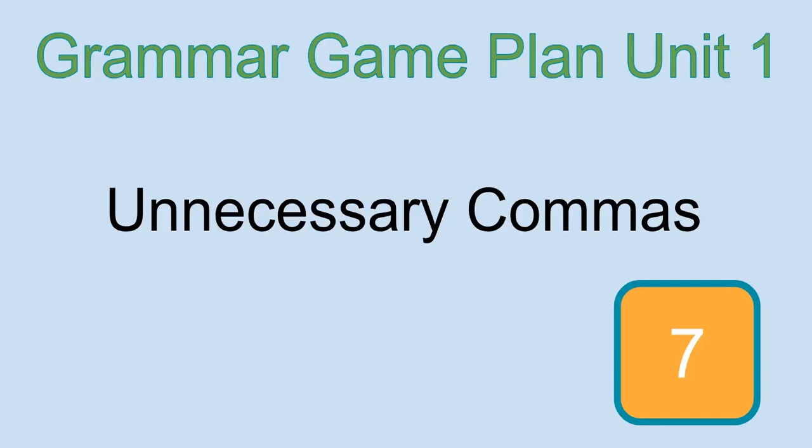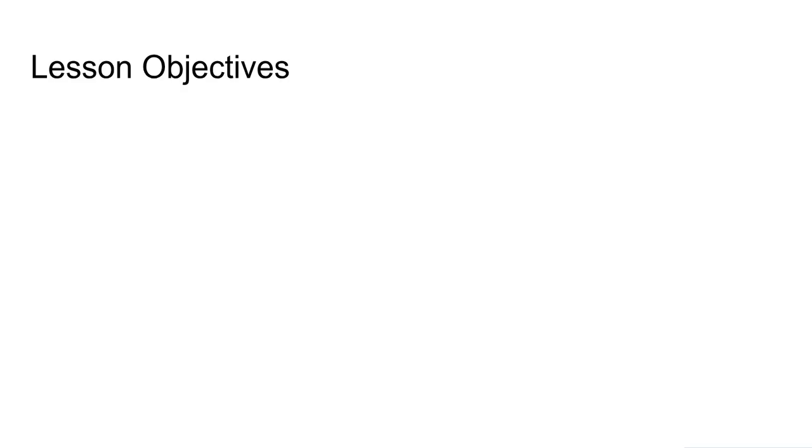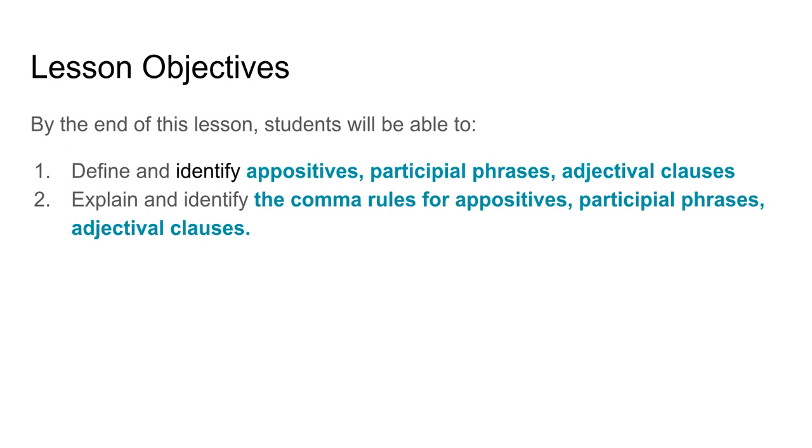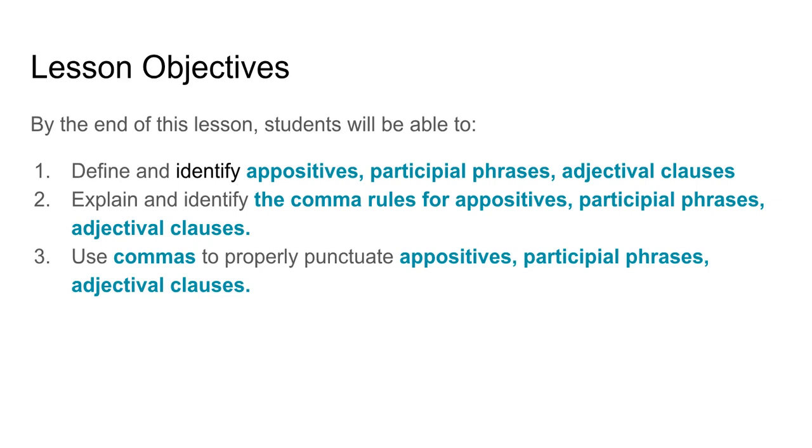And this continues our grammar game plan unit with a focus on grammar game plan error number 7, unnecessary commas. By the end of this lesson, you need to be able to define and identify appositives, participial phrases, and adjectival clauses. You also need to be able to explain and identify the comma rules for appositives, participial phrases, and adjectival clauses. And you need to be able to use commas to properly punctuate appositives, participial phrases, say that 10 times fast, and adjectival clauses.